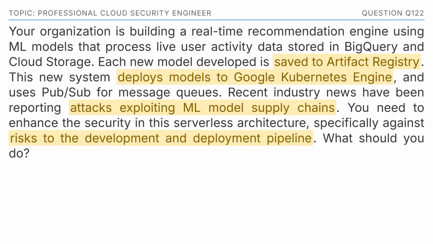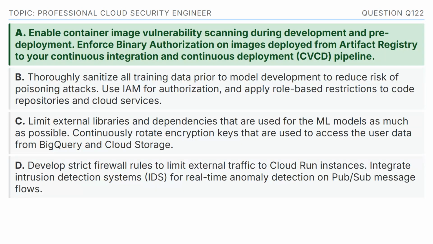To arrive at the correct answer, we focus on the keywords, saved to Artifact Registry, deploys models to Google Kubernetes Engine, attacks exploiting ML model supply chains, risks to the development and deployment pipeline. The correct answer is Option A, enable container image vulnerability scanning during development and pre-deployment. Enforce binary authorization on images deployed from Artifact Registry to your continuous integration and continuous deployment, CI/CD, pipeline.